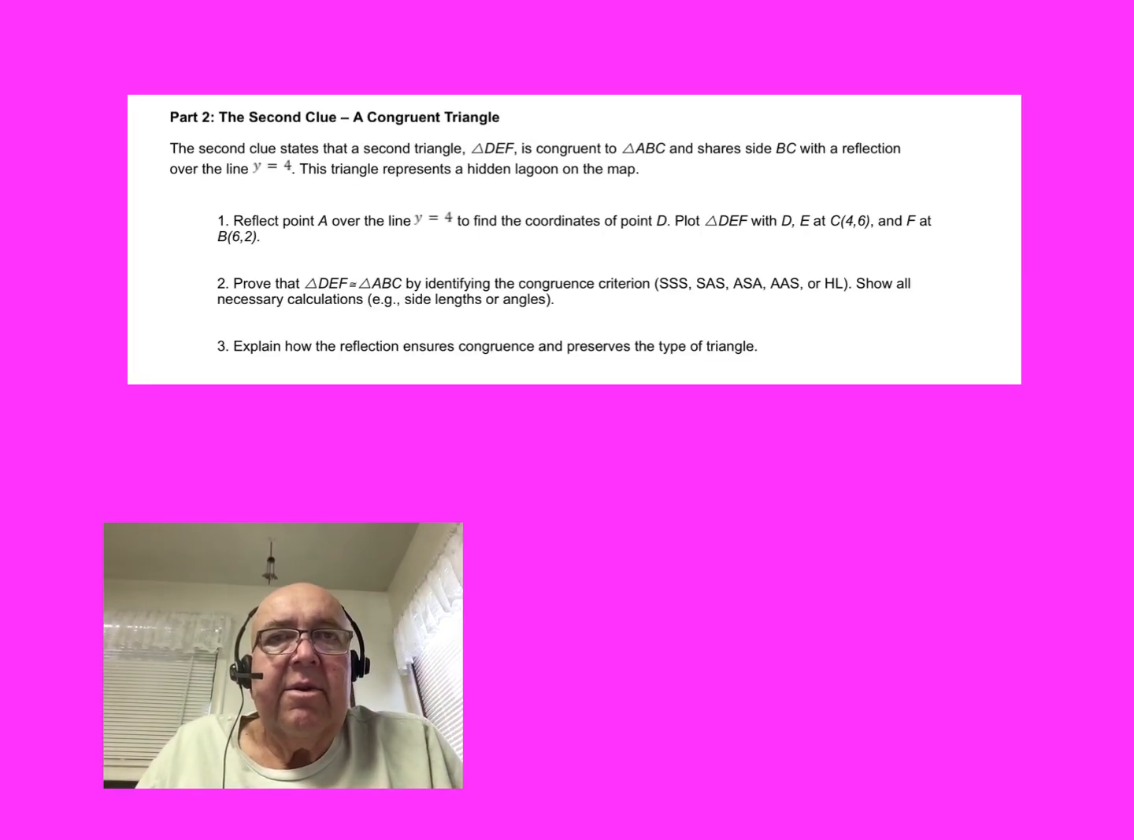The second thing you're going to do is you're going to perform a reflection. You're given the point of reflection. You're going to plot the new triangle, and then you're going to prove using one of the methods provided here in part 2 that the triangle that you created and the original are congruent, and show the calculations to make that proof, whether it be side lengths or angles.